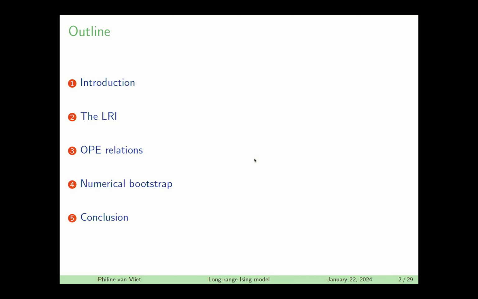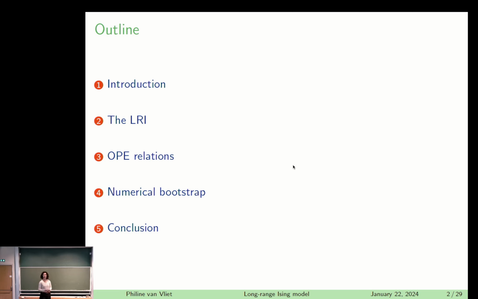So for this talk, I will first give an introduction on the long-range Ising model and explain the physics behind it and some ways that you can look at it from a CFT perspective. And then I will introduce what's called OPE relations, which are relations between OPE coefficients that have proven to play a central role in our paper and are very constraining for the setup that we have considered. Then I will move on to the bootstrap, and I will in particular discuss the numerical bootstrap, and I will end with a conclusion.